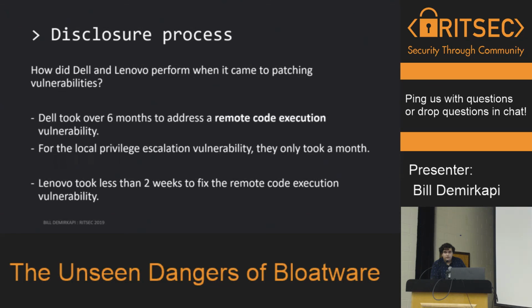Looking at the disclosure process for these two companies, Dell took over 6 months to address a remote code execution vulnerability. This was my first time working with a big vendor, so I wasn't like 90 days until I disclosed or anything like that. But it was pretty big. And for their local privilege escalation vulnerability, they only took a month, and it was pretty simple. They just had to set inherit handle to false, so it wasn't a complicated patch. And Lenovo took less than 2 weeks to fix the remote code execution vulnerability.